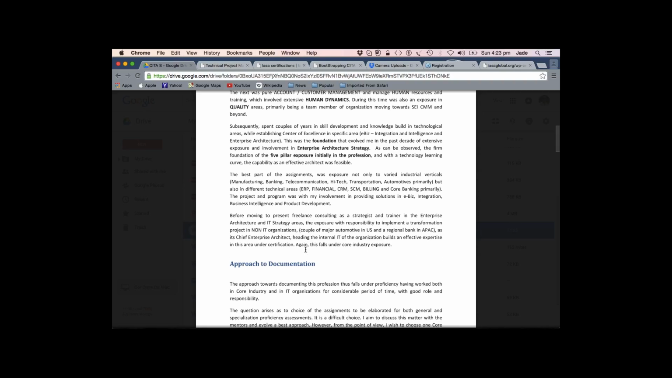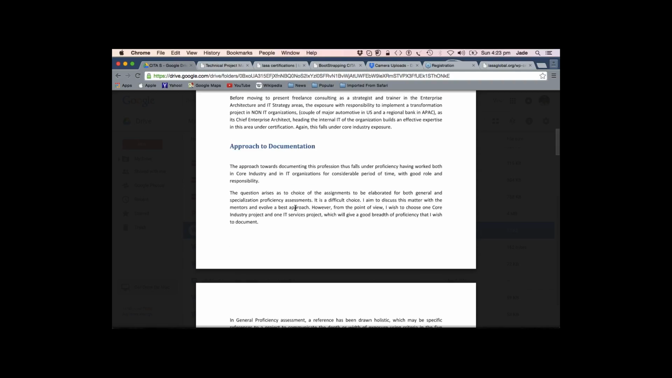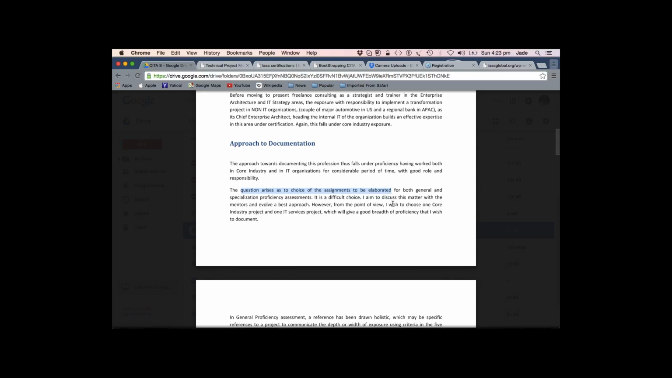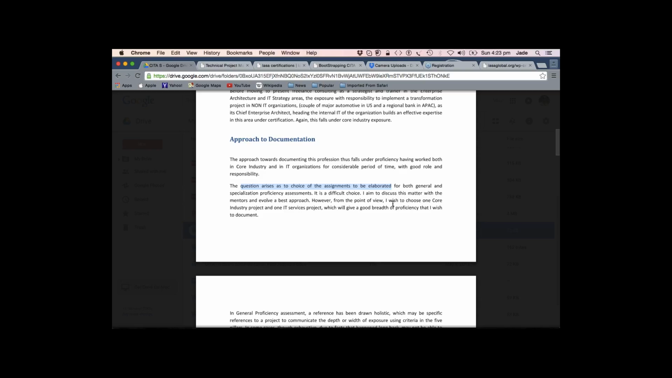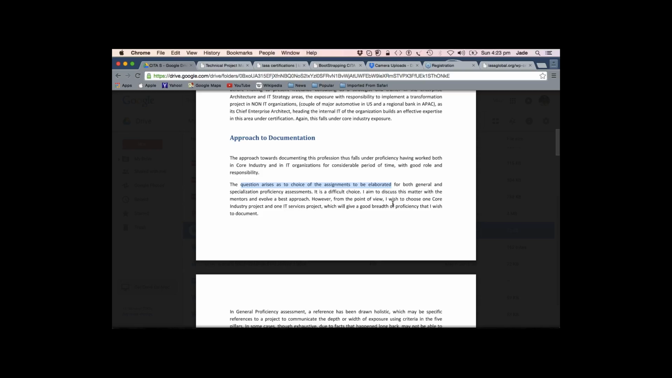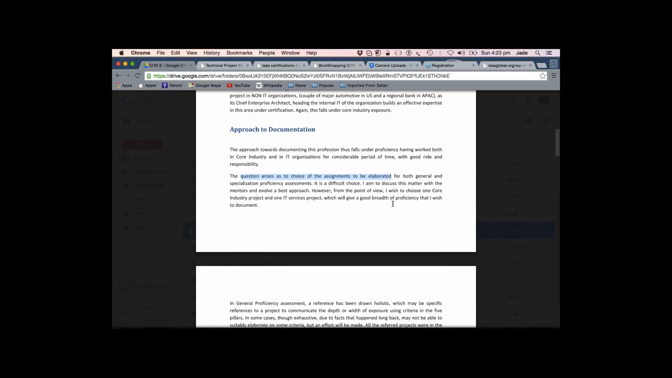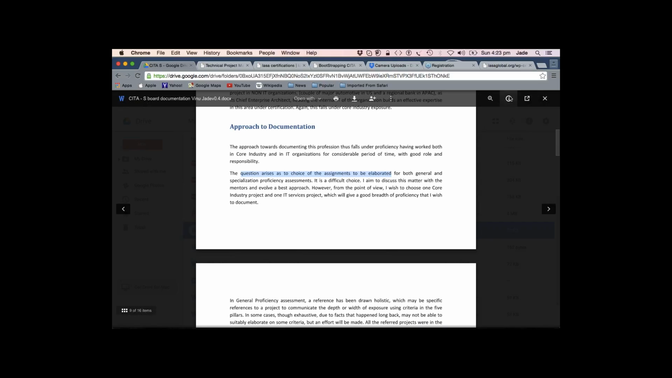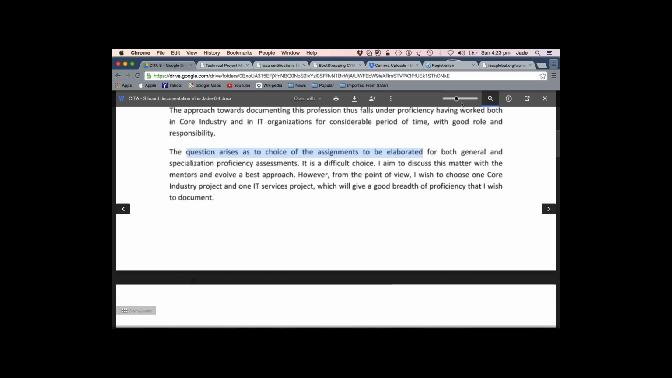Then I went on into the approach to the documentation, where I stated very clearly the question arises as to the choice of assignments to be elaborated, which is very important. It is your call because you are the best bet to answer the questions by the board. So when you choose the assignments, you have to be very careful in terms of what you choose and what you need to really project.